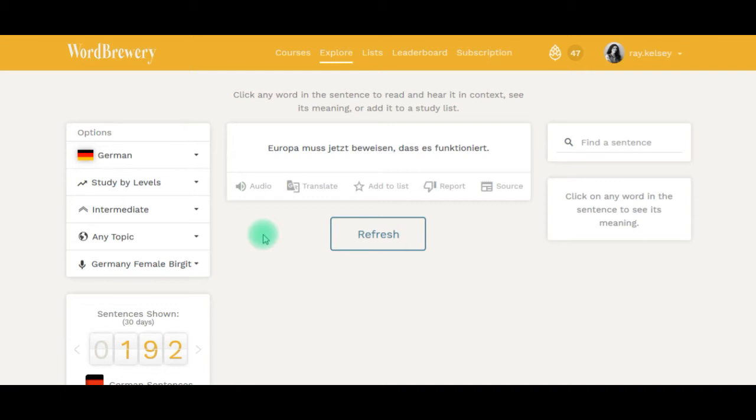Then es is the next word. Es is not a verb. It is a pronoun, and it is a subject. And funktioniert is the verb, right? Well, it's at the end. It's not in the second position. That's weird, right? So funktioniert is in the last position because the clause is subordinate. It's the only reason, okay?